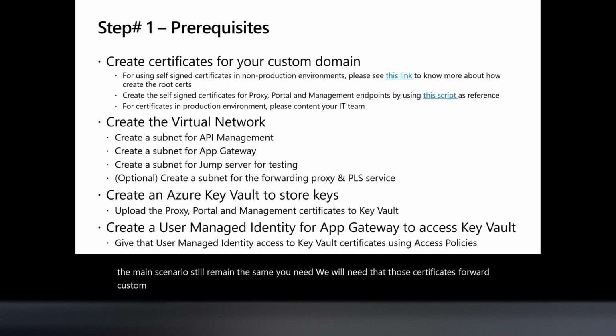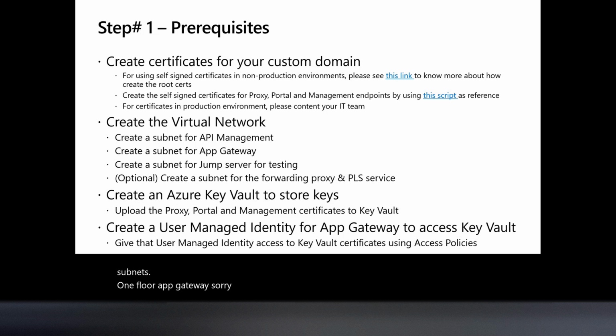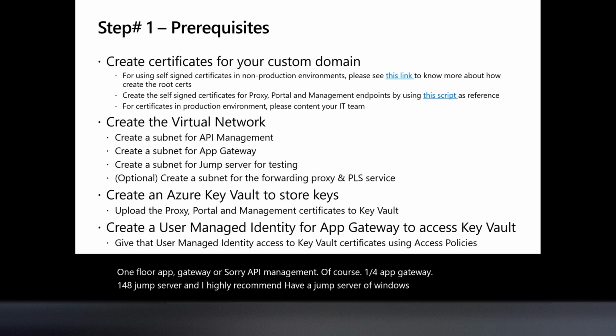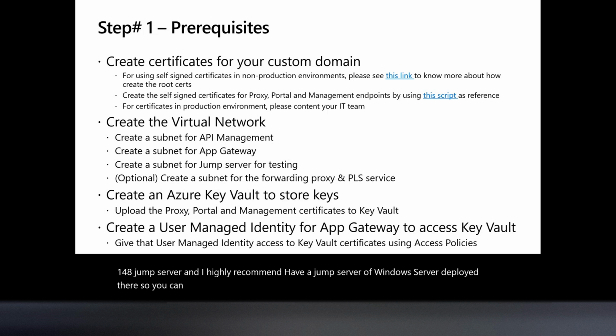The second part is the virtual network. We will be needing at least three subnets. One for API management, of course, one for app gateway, and one for a jump server. I highly recommend having a jump server, a Windows server deployed there, so you can test. Since it's going to be an internal instance of API management, you want to test it out right there and then to make sure everything is working.